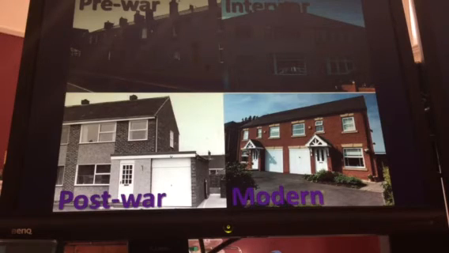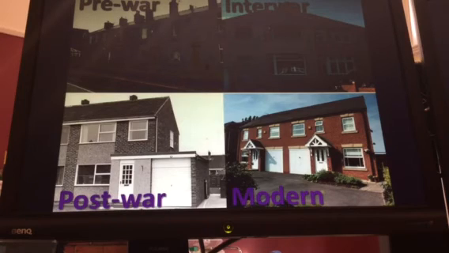The next stage is the interwar period, so that's between the First World War and the Second World War. And as you can see there, we've got some semi-detached houses, quite large windows, and they've got some bay windows as well. So that's the windows that jut out in an octagon or a shape at the front of the house. I'd like you to try and think, why between the wars would people have had the money in order to be able to build houses like that?